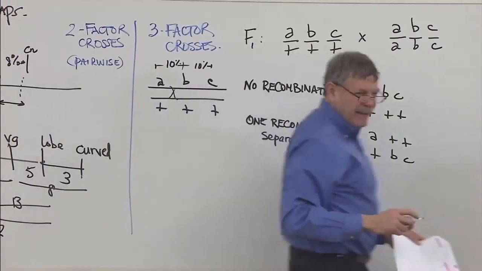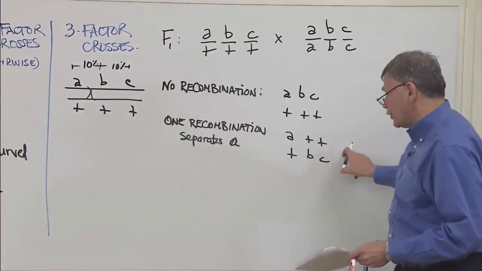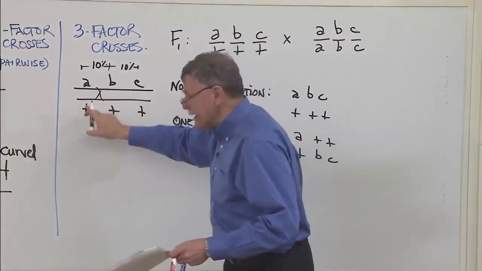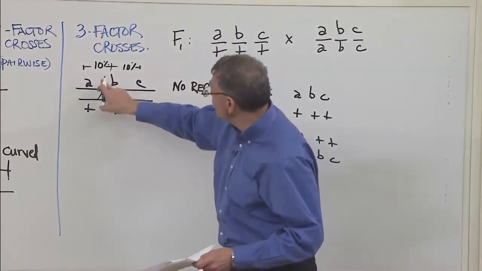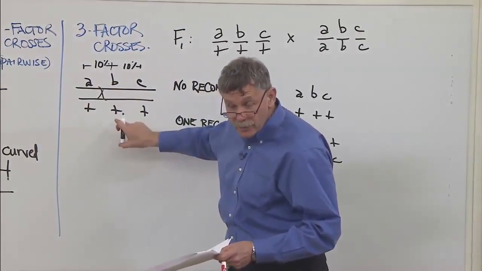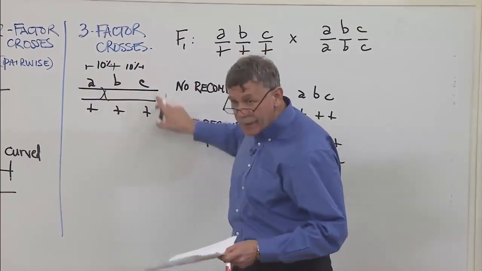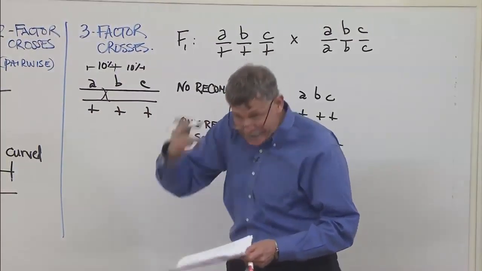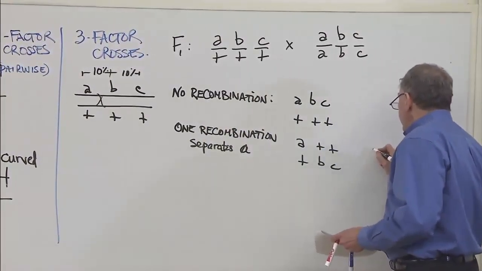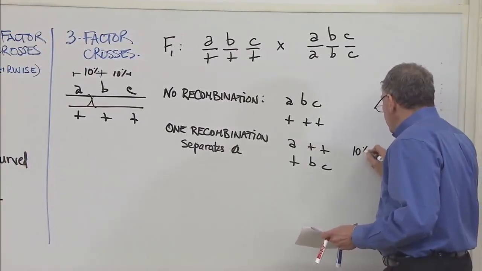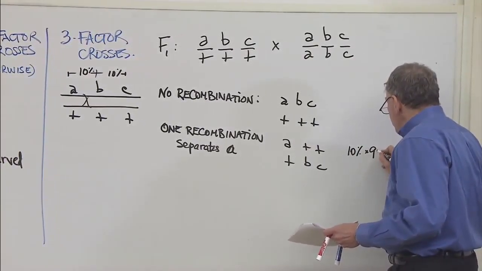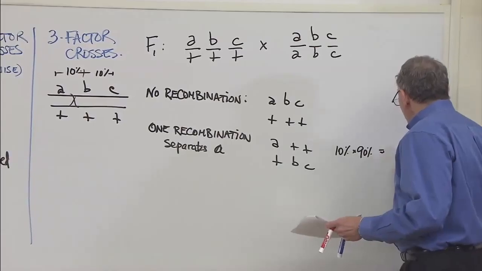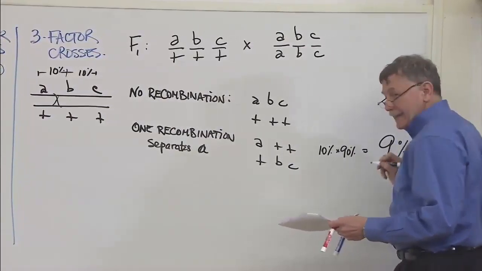What's going to be the chance of one recombination occurring? A recombination occurring here, but not here. What's the chance of recombination here? We said 10%. What's the chance of no recombination here? 90%. So that's going to be 10% times 90%. So that means 9% of the time we might see that.